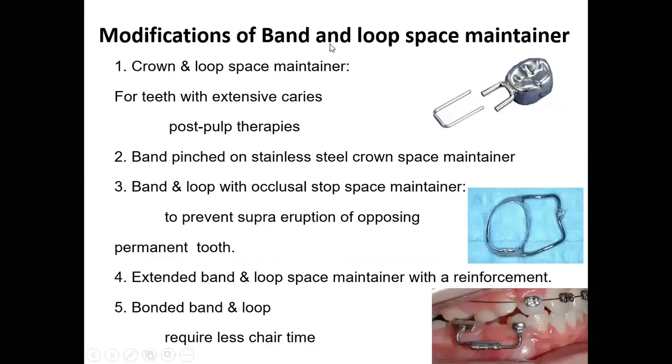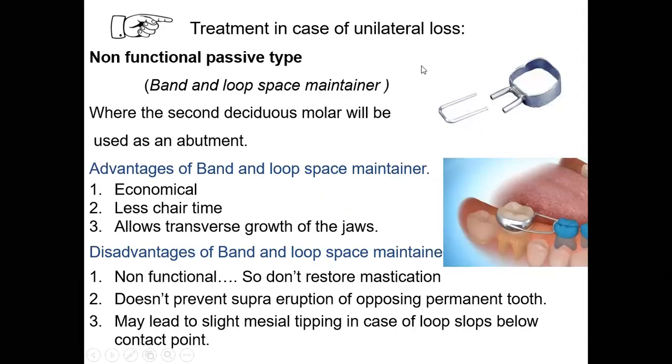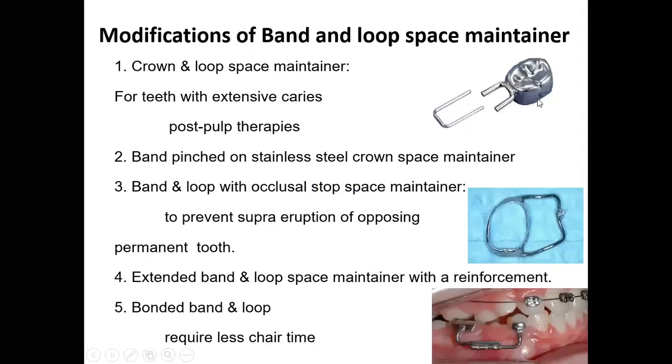What are the other types of space maintainers? They can be modified type. This band and loop space maintainer can be modified like this. Here we had only a band, and here we are having a complete crown. This is a modified type of space maintainer. That is again a banded loop type of space maintainer, but here we are giving a crown. This crown will have one part of the attachment, and the second attachment will be attached to the tooth on the mesial surface, and this way this will be preventing the drifting of teeth into the empty space.